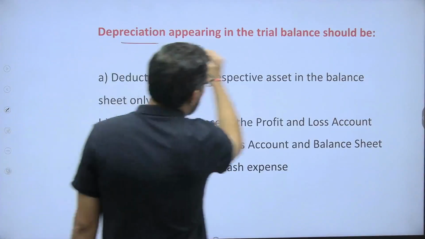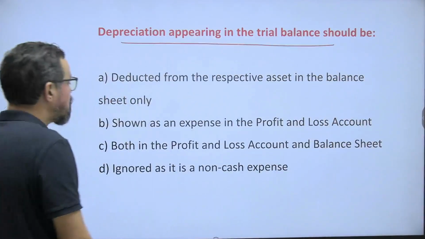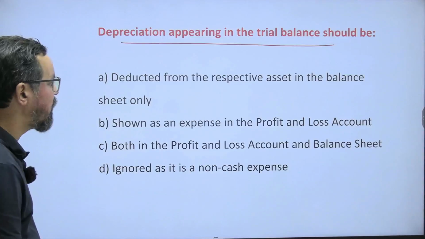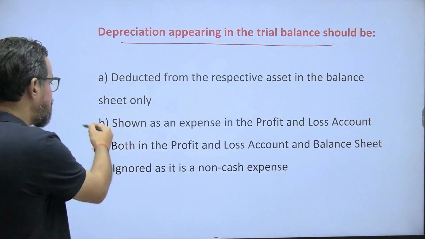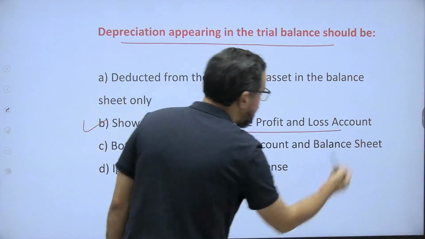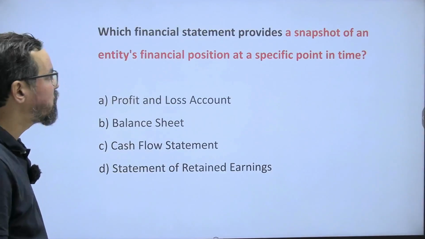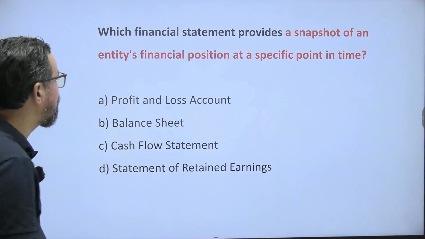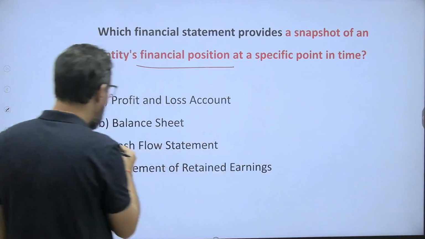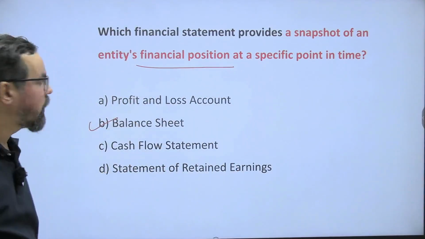Depreciation appearing in the trial balance should be shown as an expense in the profit and loss account. Yes, option B, it is an expense which is adjusted in the profit and loss account. We just went through this thing. Next one. Which financial statement provides a snapshot of an entity's financial position? The balance sheet statement.